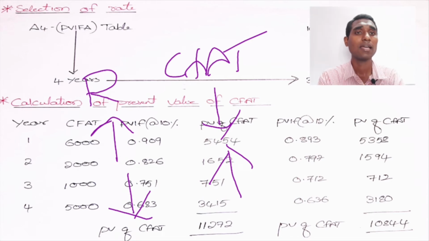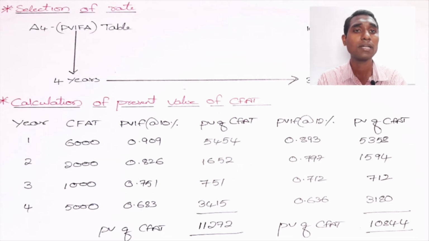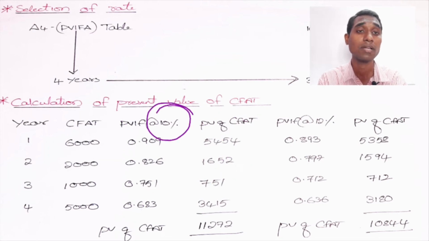If you want a lesser figure, you need to try at a higher rate. Earlier we tried at 10%, and we got 11,207. Now, we want a figure less than 11,000. So, if you want less, you need to try at a higher rate. That is the reason I took 12%.